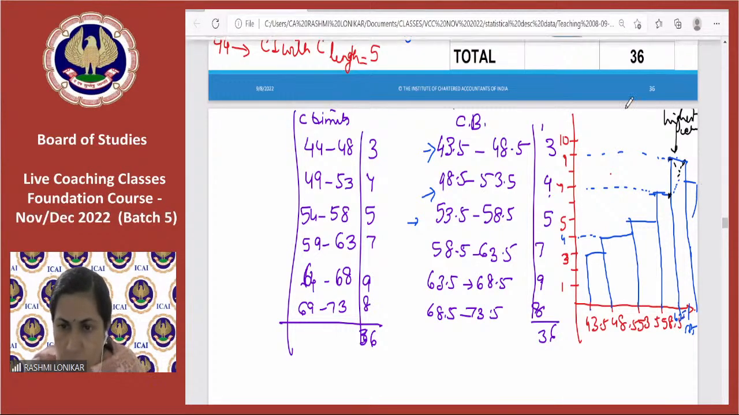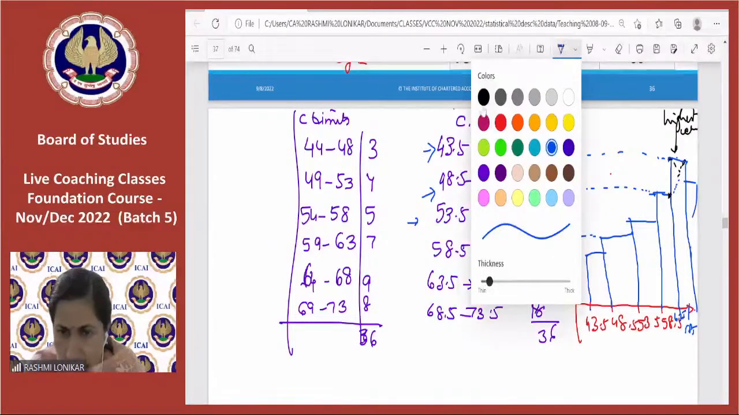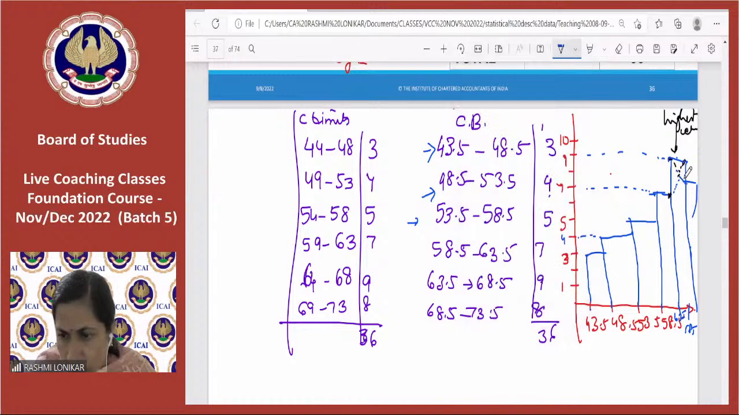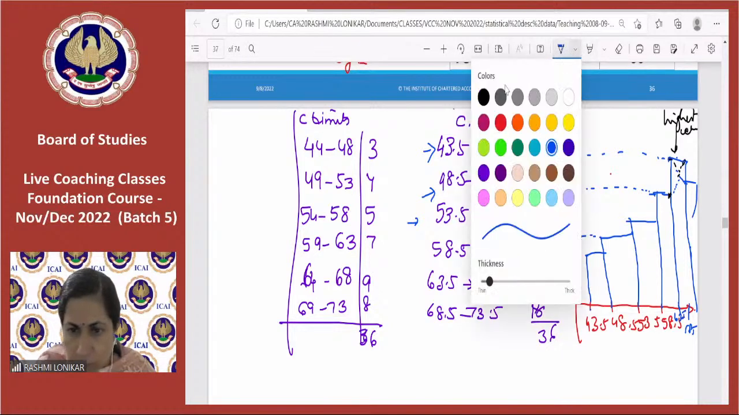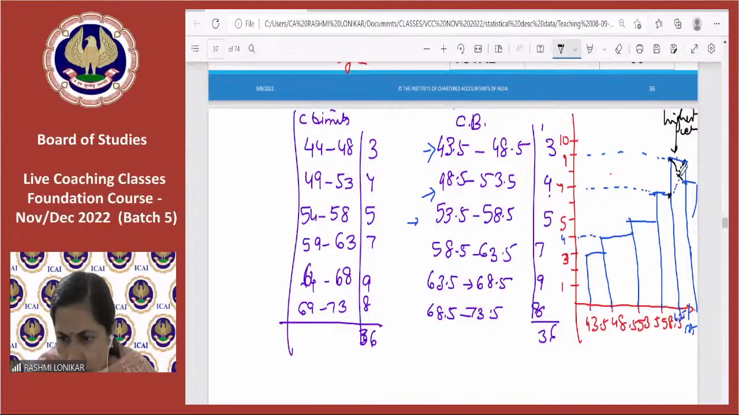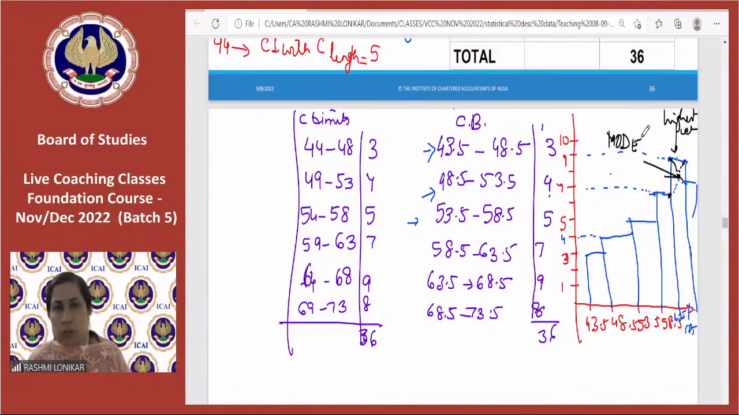So from here to here and here to here, what I get here, this point is my mode, which we are going to learn in the next chapters. But using a histogram, I can find the mode of the given distribution.